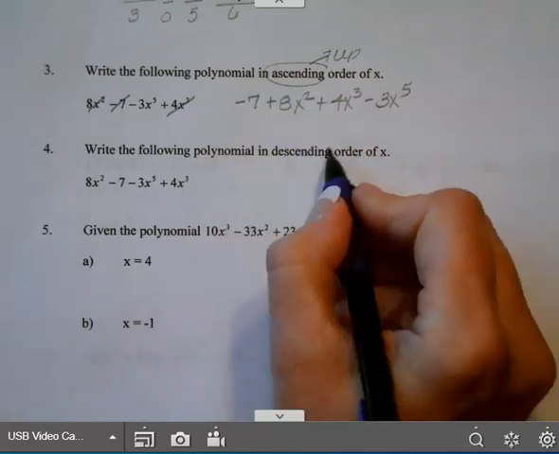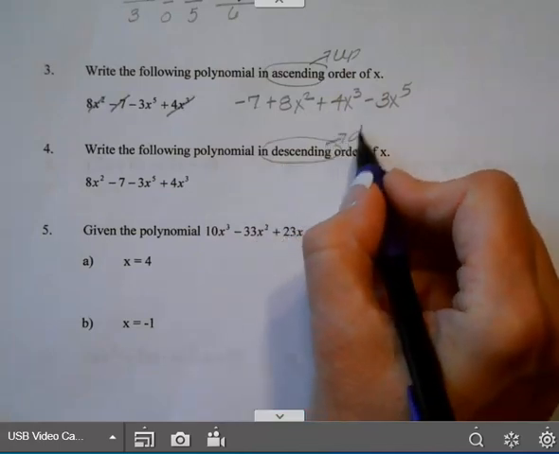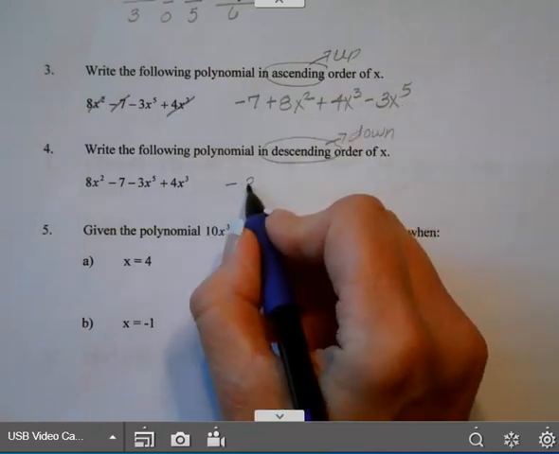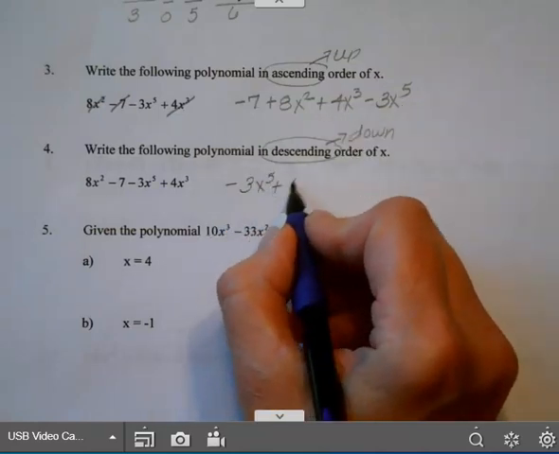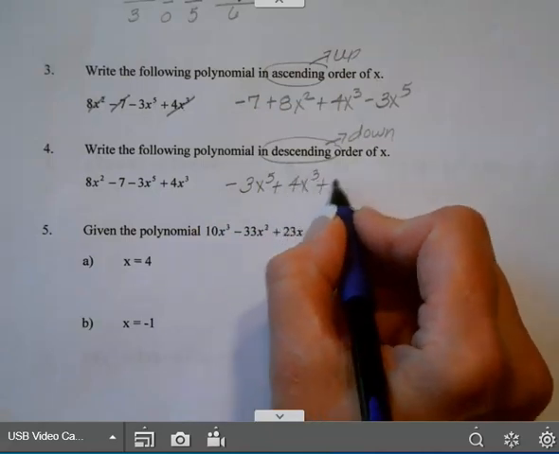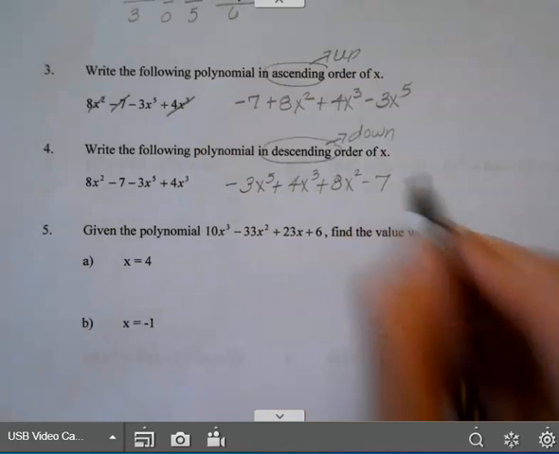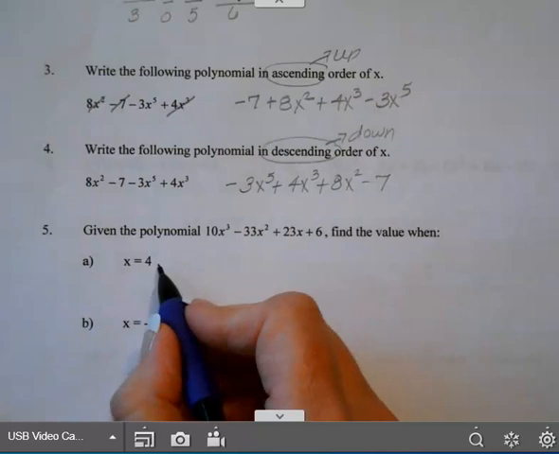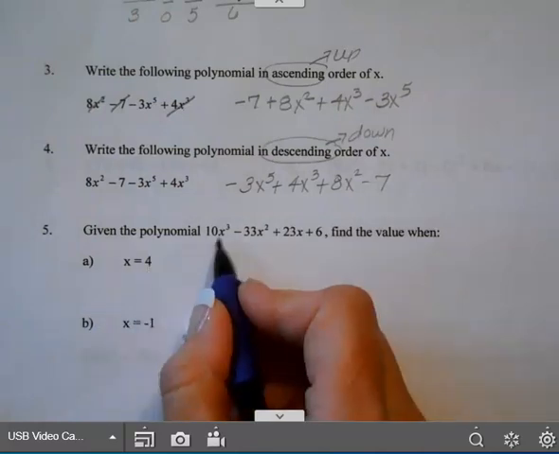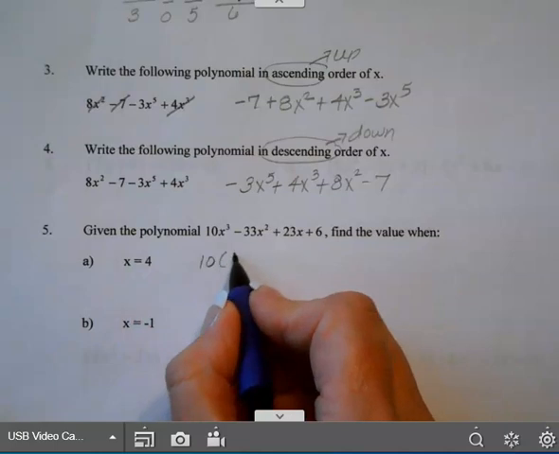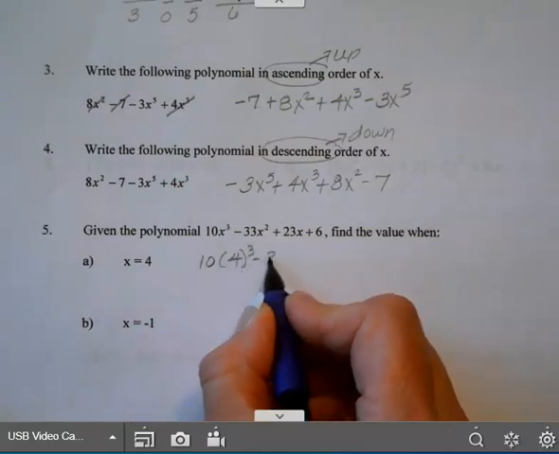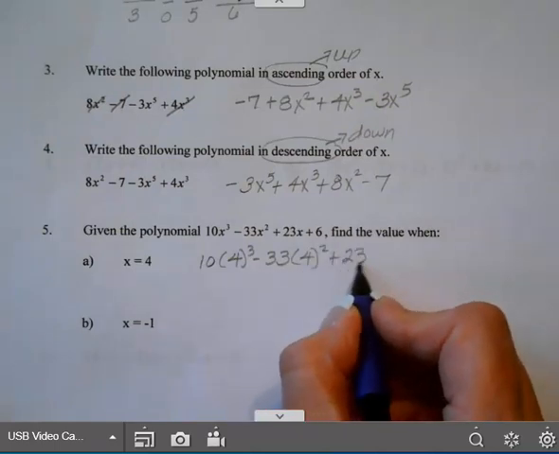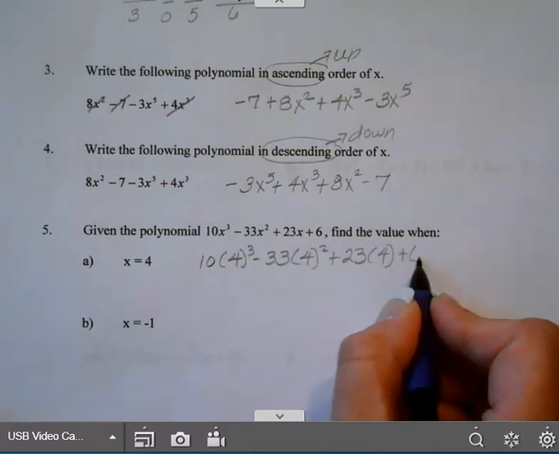For descending, that means going down. And I gave you the same polynomial, so you're just going to have to write that one backwards. For number 5, you'll want to use a calculator. You're going to plug in 4 for my x. So you're going to type 10 times 4 cubed minus 33 times 4 squared plus 23 times 4 plus 6.